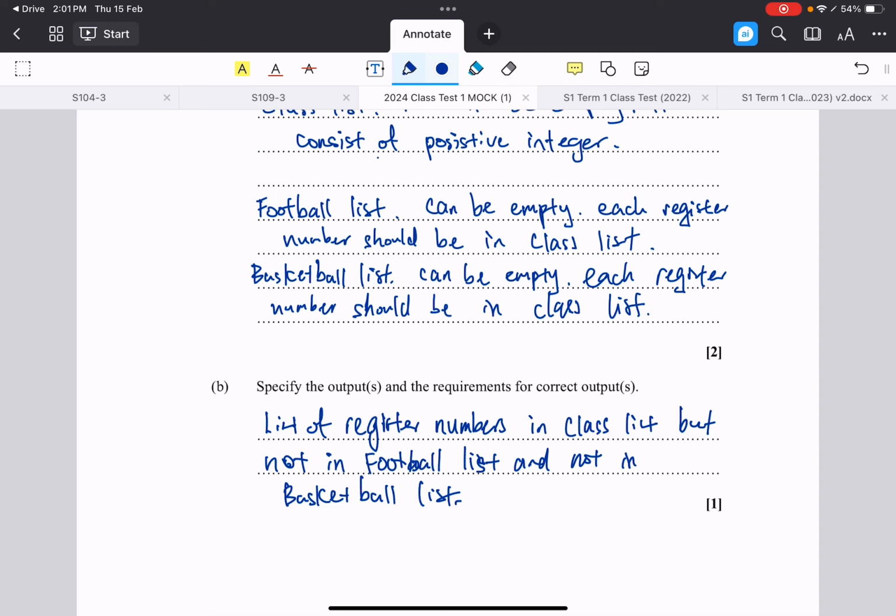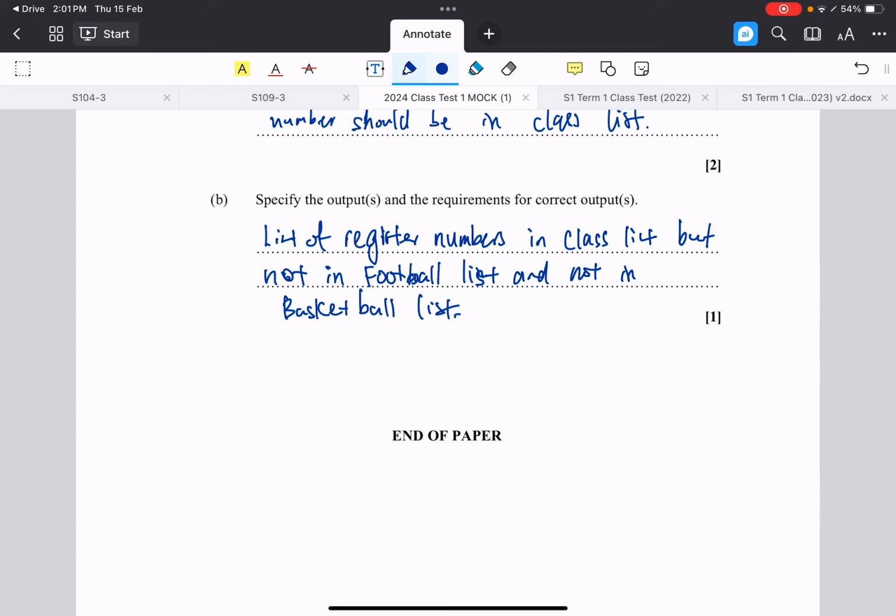Right, so that is the suggested solution for this particular mock paper. I hope you have been successful, but continue to be more thorough in your revision and hope you do well for your upcoming assessment. Good luck.